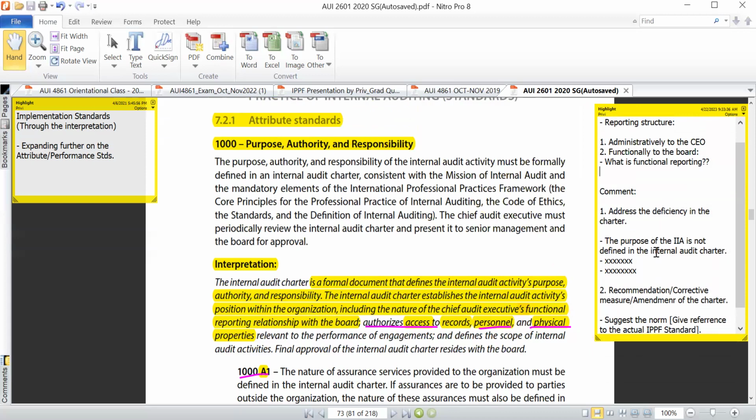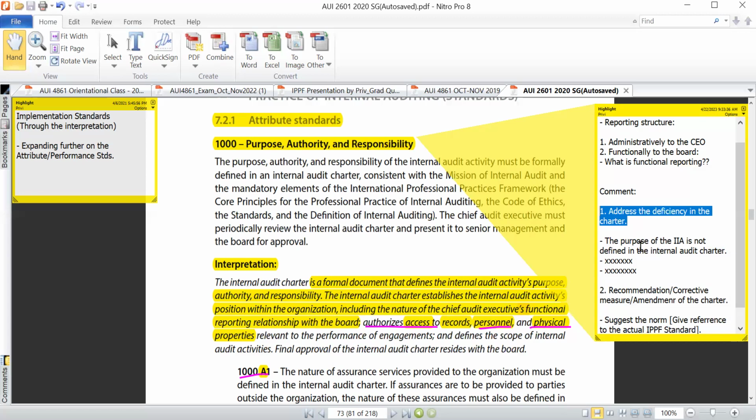Very, very important. You may get questions where they ask you to identify or address the deficiency in the charter. When they ask you to do so, you need to have good background knowledge of what should be contained in the internal audit charter in the first place. For that, you need an in-depth understanding of the IPPF standards, right? So, for instance, you might discover that the purpose of the internal audit activity is not clearly defined in the internal audit charter. If that is the case, you also need to give valid reasons why you're saying it's not clearly defined, right? That alone is a deficiency in the charter.